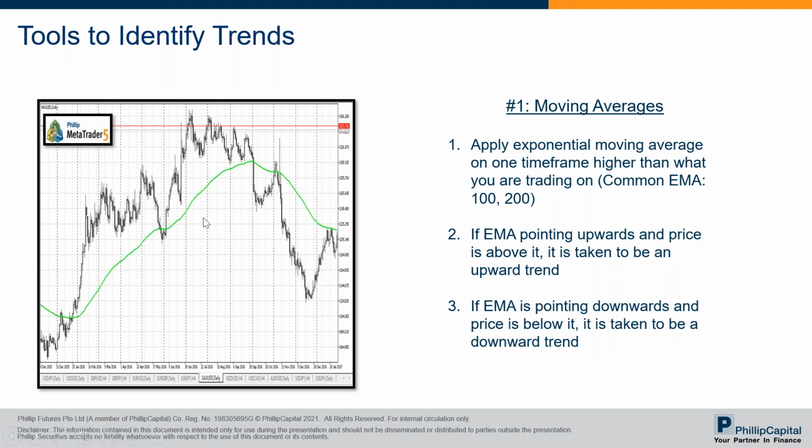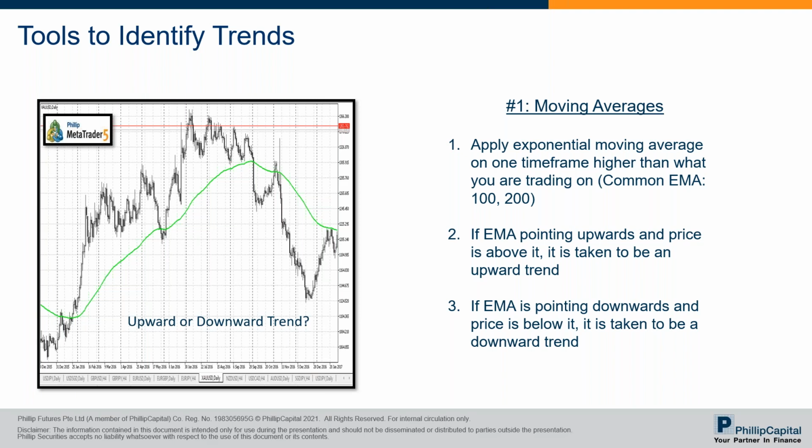I'll just give you an example over here. At this point in time, the moving average is pointing upwards. We're using the 200 moving average here, and prices are above it. So in this portion of the chart, you can take it to be in an uptrend. But you notice something has happened. Price broke below the moving average, and the moving average starts to slope downwards. That's when the trend has changed into a downtrend. So the moving average is a good tool for you to identify that.